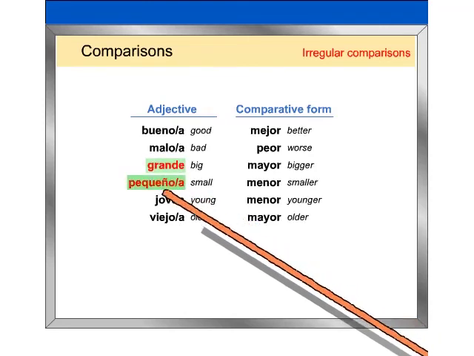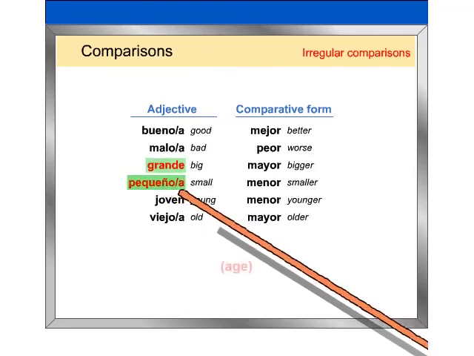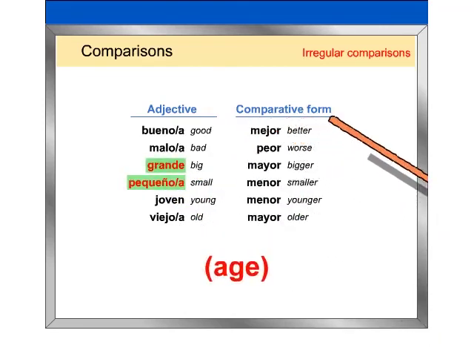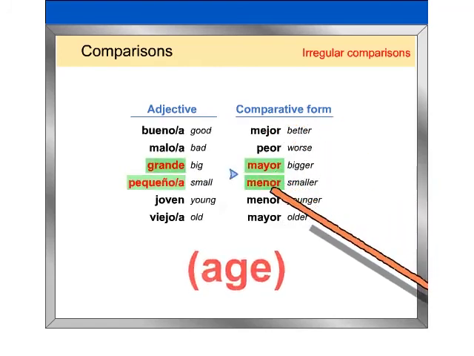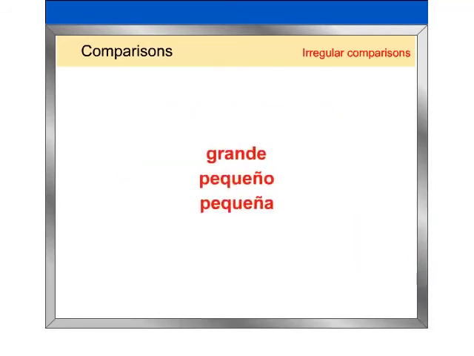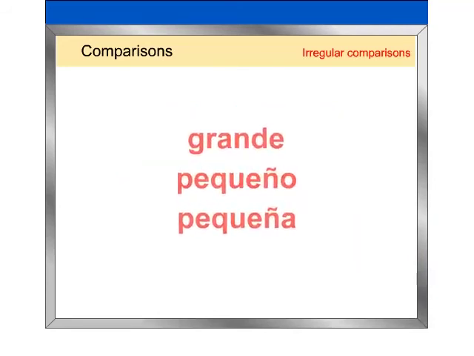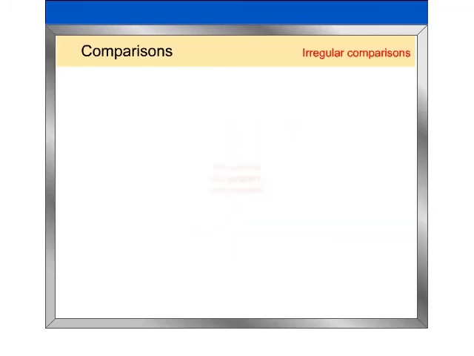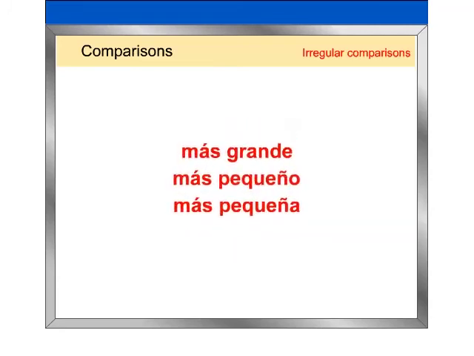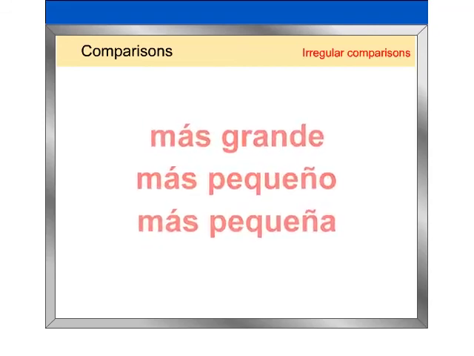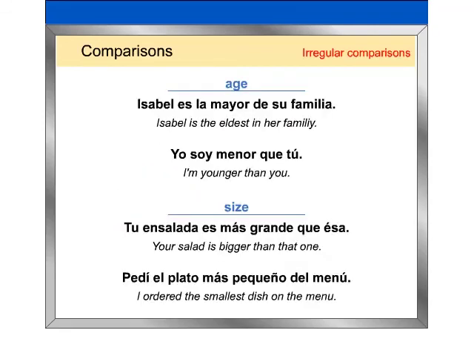When grande and pequeño, pequeña refer to age, the irregular comparative forms mayor and menor are used. However, when grande and pequeño, pequeña refer to size, the regular forms más grande and más pequeño or más pequeña are used. Look at these examples.